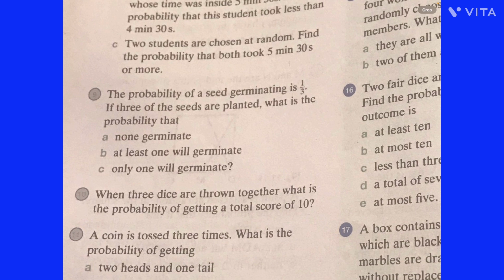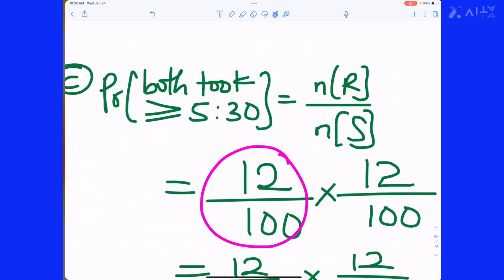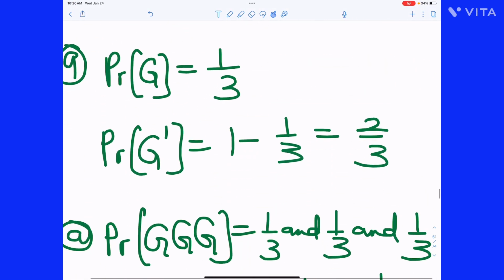Question 9 says the probability of a seed germinating is 1 over 3. That's success. Germination is success in this case. So that means the probability of the seed not germinating will be 1 minus the probability that it germinates, and 1 minus 1 over 3 will give you 2 over 3. If 3 seeds are planted, what is the probability that none germinate? Okay, that's a simple question.